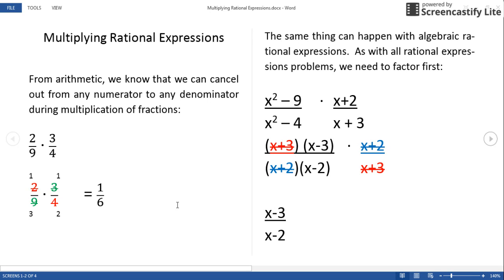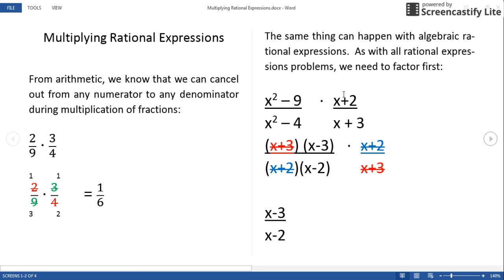Well, the same thing can happen with algebraic rational expressions. And as with all rational expression problems, we have to factor as the very first step. So as we look at this one, let's begin by factoring. Now, you probably didn't need any help to factor these things since both parts are difference of squares, but I want you to pay attention as we go along in this chapter that you get some help if you look around at other things. This x plus 2 is a prime, and it does not cancel with the x plus 3 that's on the bottom.